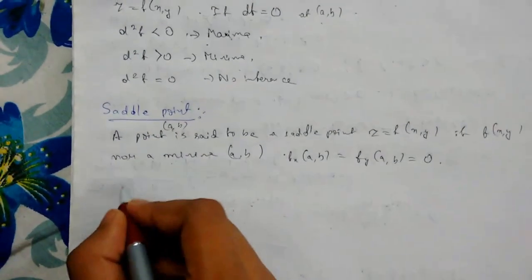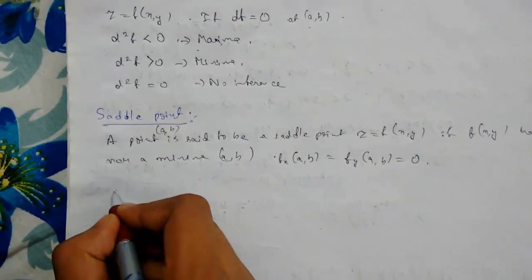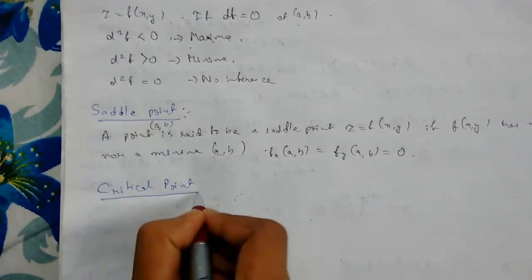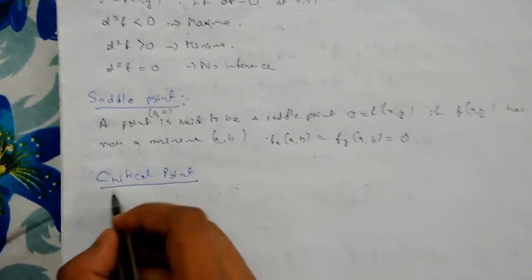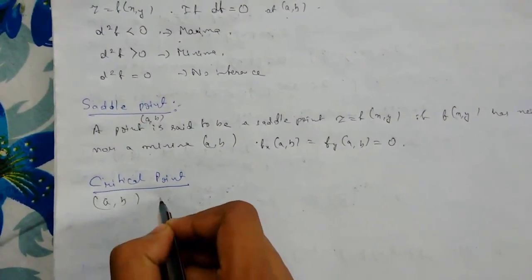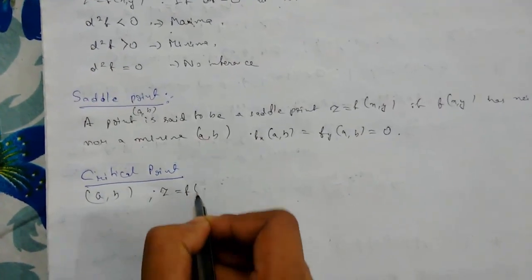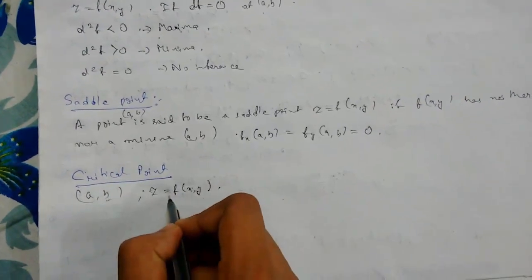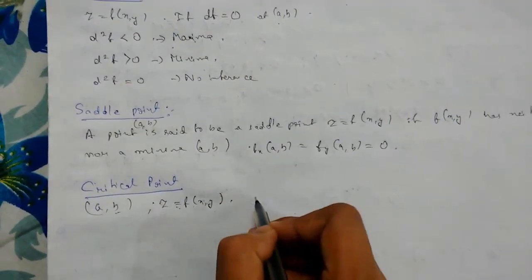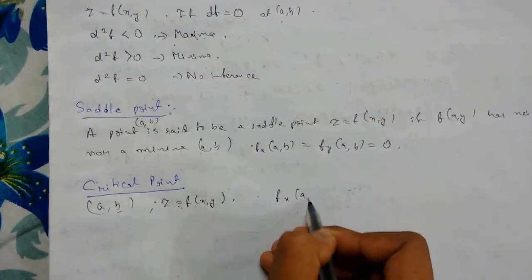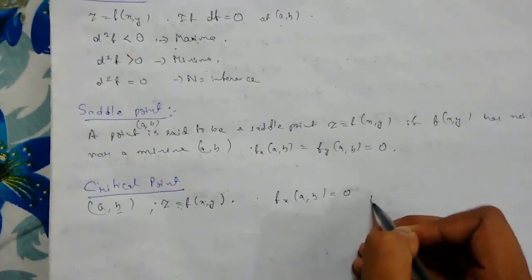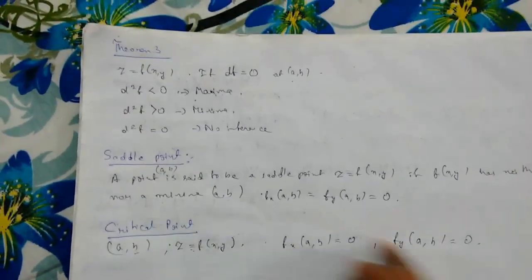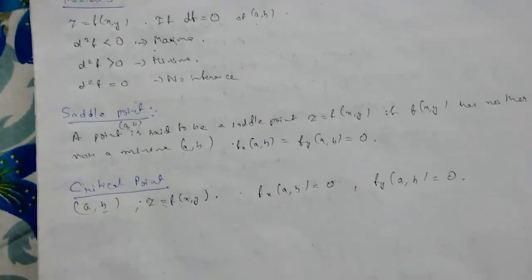So now another definition is the critical point. A point (a, b) is said to be a critical point of the function z equals f(x, y) only when the first derivative with respect to x, f_x(a, b), and the first derivative with respect to y, f_y(a, b), are both 0. So these were some base definitions of maxima and minima.